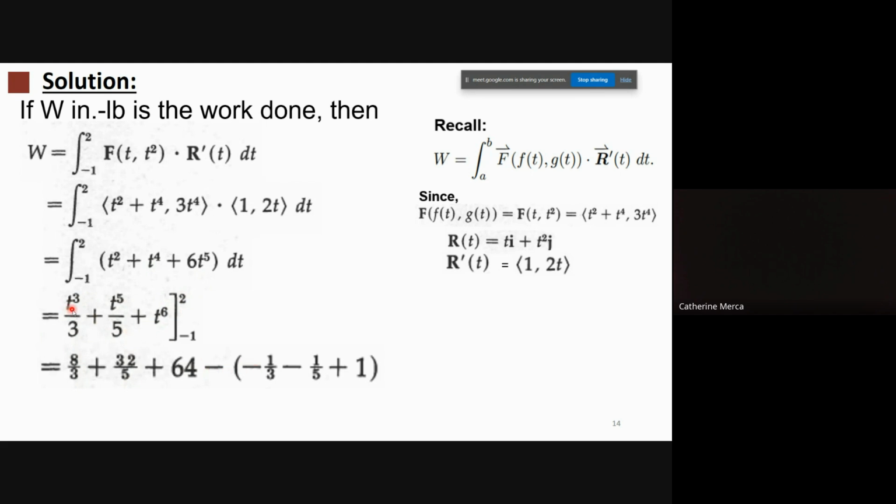Minus, as we mentioned earlier, this is negative 1 over 3. This one, negative 1 again, over 5. And this one, because that's to the 6, it's even, it becomes plus 1. I'll give you a few seconds to compute for that one. So what would be the value now in inch pound? Solving for that should give you 363 over 5, and that should be in inch pound.